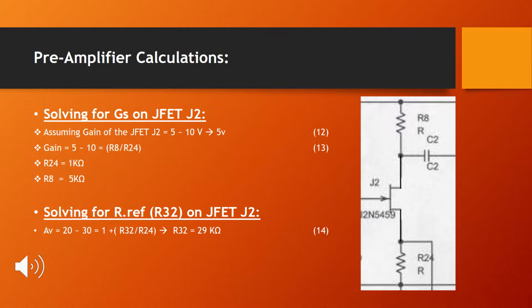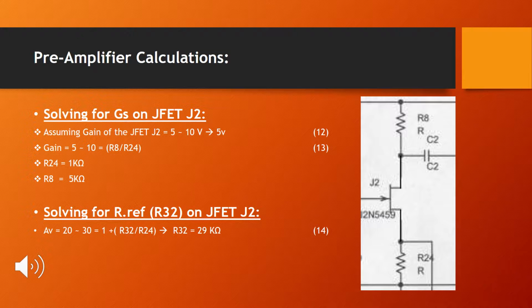Also, for the preamplifier, we are required to find the drain resistor and also the source resistor. So in this case, we assume that the gain of the JFET J2 oscillates between 5 and 10 volts. So taking the gain of the JFET as 5 volts and using equation 13 and given the value of R24 as 1K, it was found that RD is equal to 5 kilo ohms.